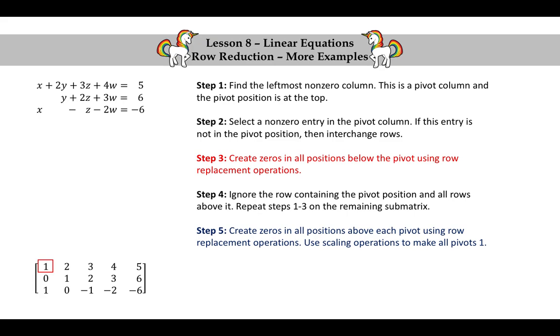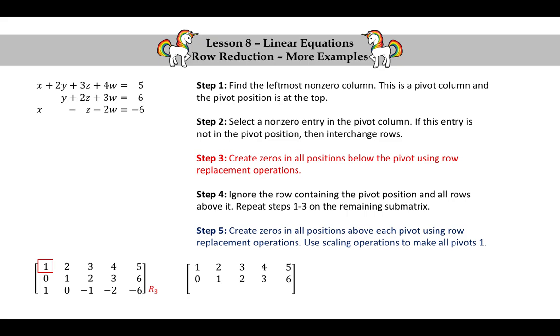Next, we want to create zeros in all positions below the pivot using row replacement operations. So we first just rewrite the first two rows. We can rewrite the first row because it's the pivot row, and the pivot row never changes when performing row replacement operations. We can rewrite the second row because there's already a 0 in the position below the pivot in that row. So now we want to change row 3.